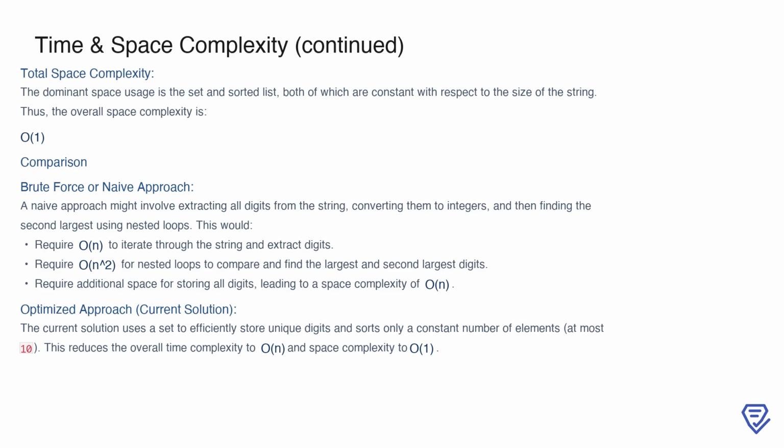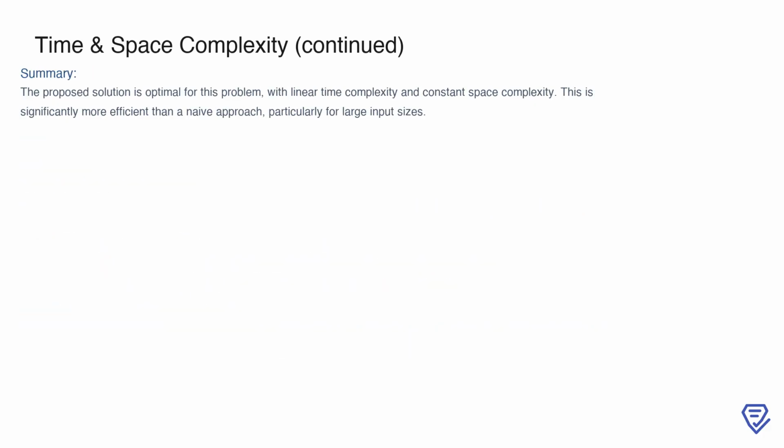In contrast, the optimized approach uses a set to store only unique digits and sorts at most 10 elements, reducing both the time complexity to O(n) and the space complexity to O(1). This makes the current solution significantly more efficient. In summary, the proposed solution is optimal for solving this problem, achieving linear time complexity and constant space complexity.